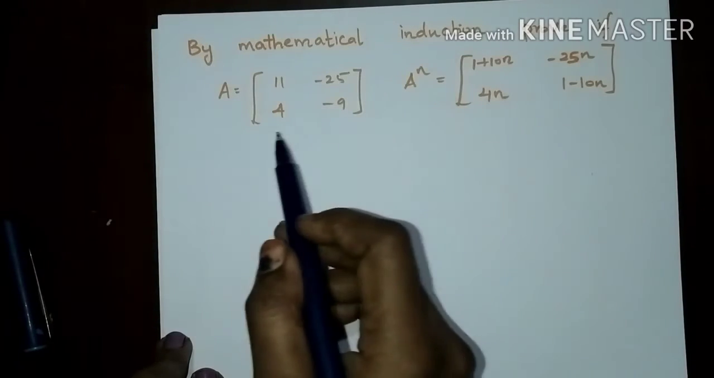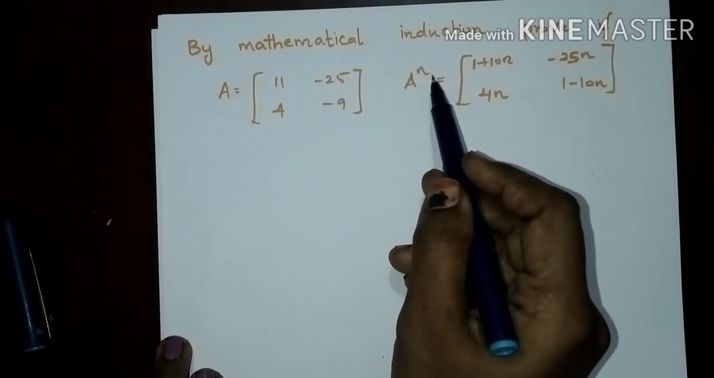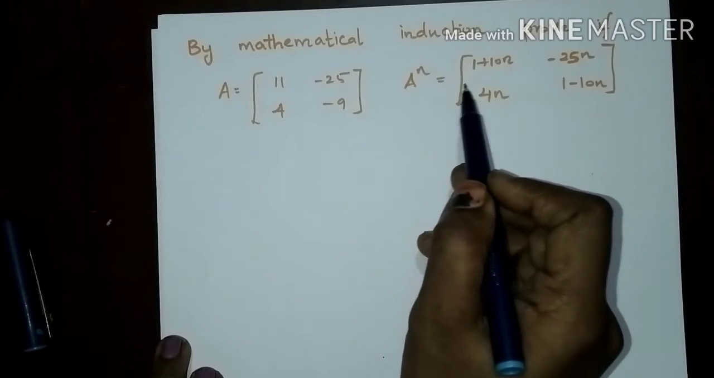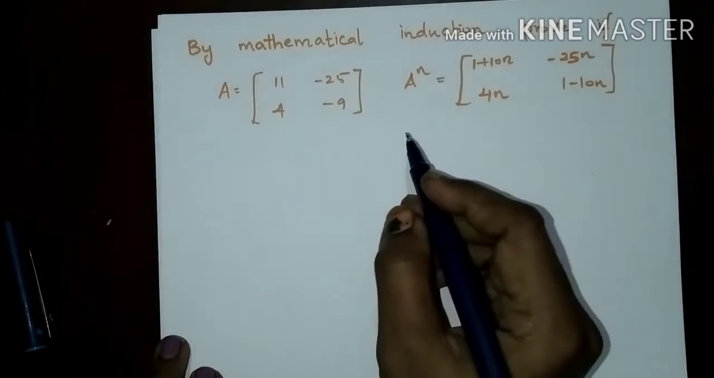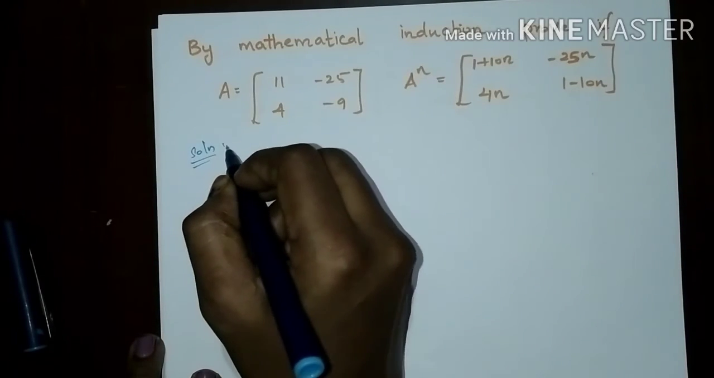So in this problem they have given a matrix and asked us to prove that A power n is this matrix. The given matrix is this, and we have to prove that A power n would be 1 plus 10n, minus 25n, 4n and 1 minus 10n. Got it? We'll see the solution. It is easy.